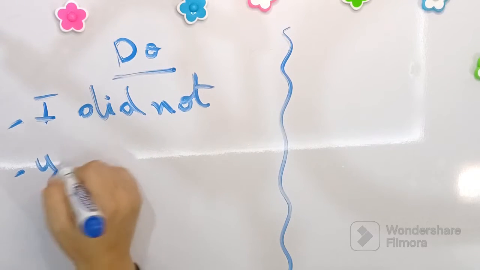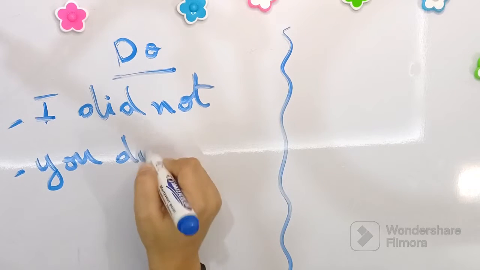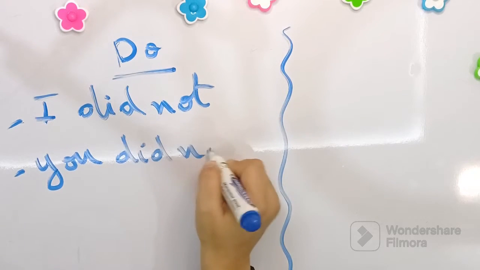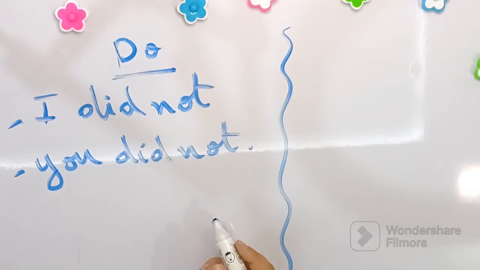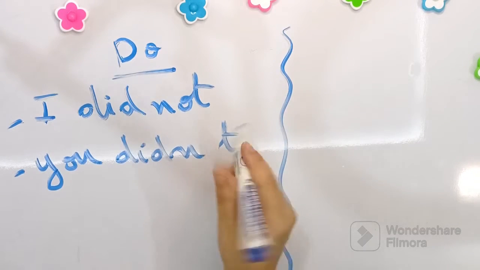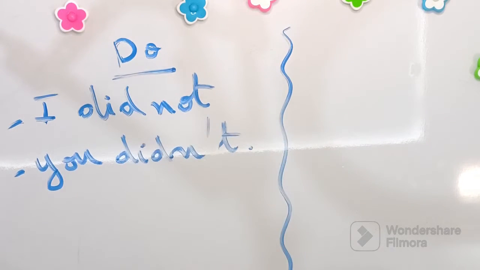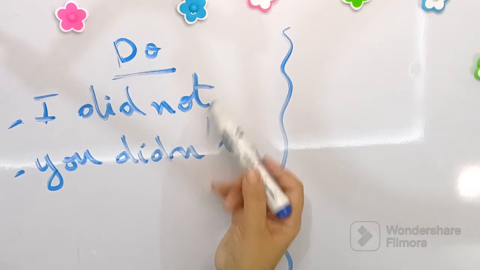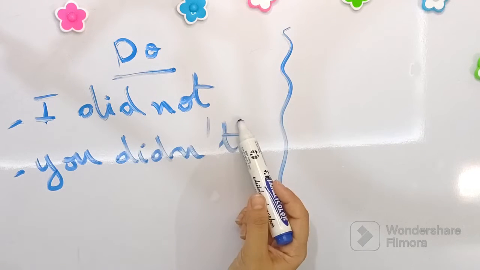Short form: you did not. What do we do? Like this. We delete the O, and instead of the O we put an apostrophe. You didn't. إذن الفرق بين الفول فورم والشورت فورم هو كما ترون: I did not.